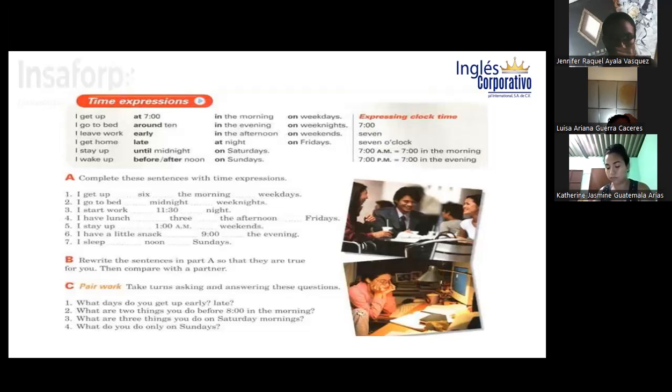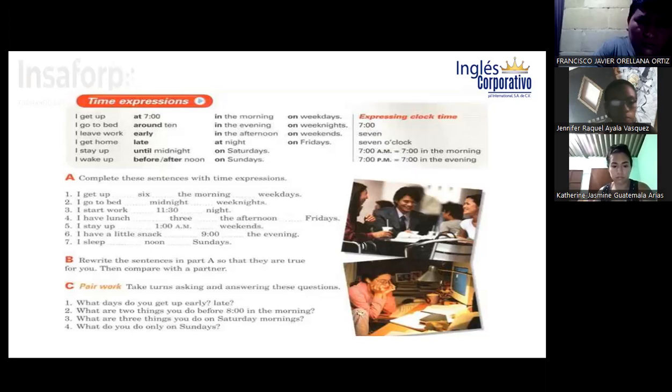Vamos con la siguiente. Rewrite the sentences in part A so that they are true for you. Then compare with the partner. Entonces, vamos a trabajar, vamos a preguntar y responder estas que están acá. What days do you get up early and late? Usted se va a unir con los breakout rooms y va a socializar estas preguntas con sus compañeros. Por ejemplo, le puedo decir a Jennifer, Jennifer, what day do you get up early? And what days do you get up late? Oh, I get up early on Mondays to Fridays. Okay, at 5 a.m. or 6 a.m., etc.